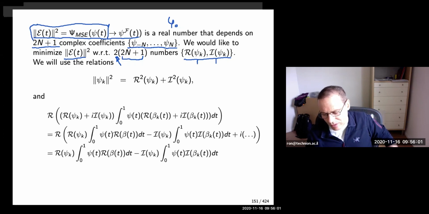And we already know that the square value of a complex number is nothing but squaring the real and the imaginary parts. Remember that if I have a complex number A, then A times its conjugate would give me the squared norm of A.